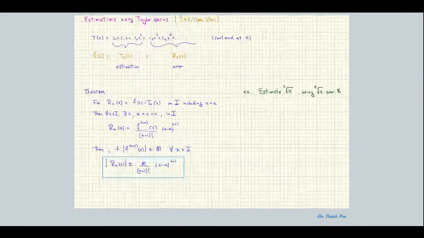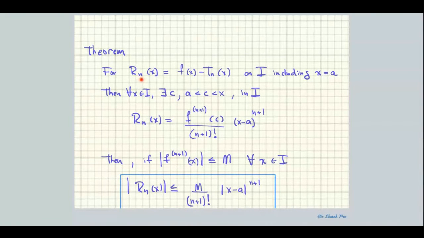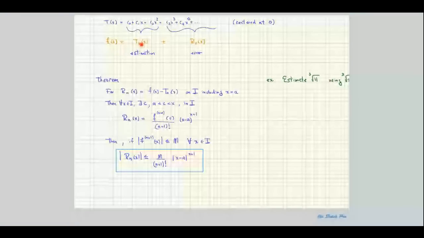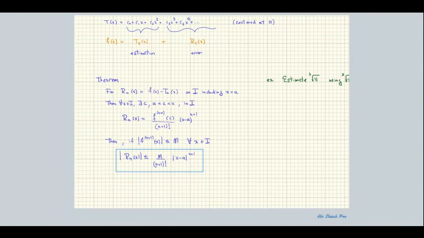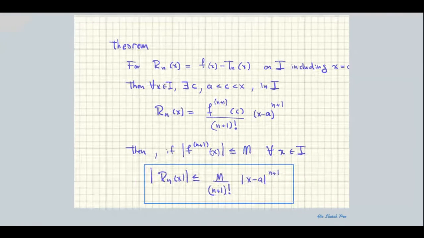So let's look at the theorem. The theorem says if I'm giving the nth remainder, remember this is the sum starting with the n plus first power, which involves the n plus first derivative at a divided by n plus 1 factorial. In either case, notice we had here the function is equal to the second partial series plus the second remainder, which is everything else. And so the second remainder is equal to the function minus its second Taylor series. That's what the theorem starts off with.